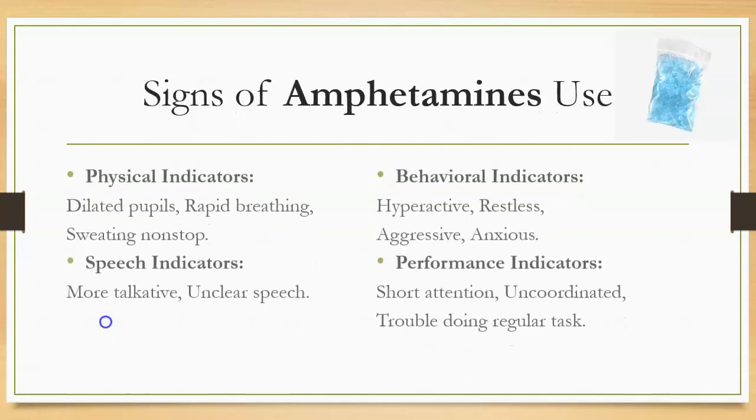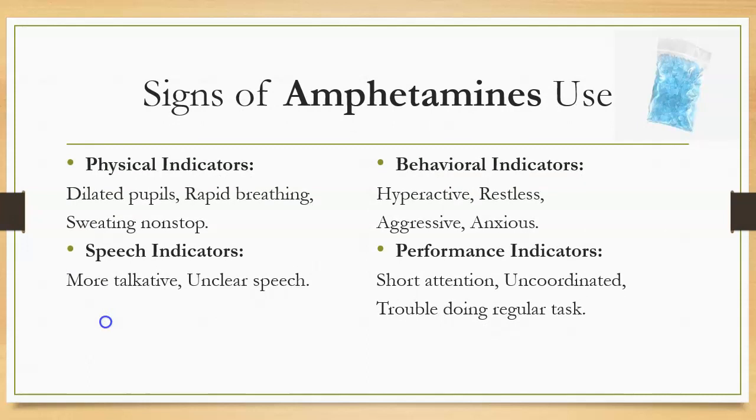Next, we have the signs of amphetamines use. These physical indicators would be dilated pupils, rapid breathing, non-stop sweating. Some speech indicators may be that they're more talkative than usual, but when they're talking it's real unclear. Some behavioral indicators may be they're hyperactive, restless, aggressive moods, also anxious. And then the performance indicators to look for in this employee would be them being uncoordinated or having short attention, trouble doing regular tasks that they normally do without a problem.